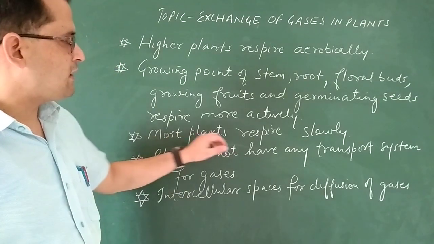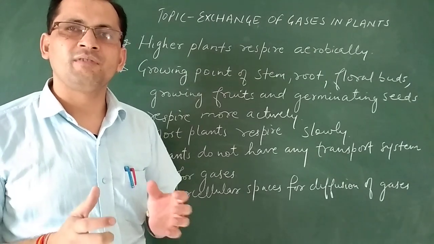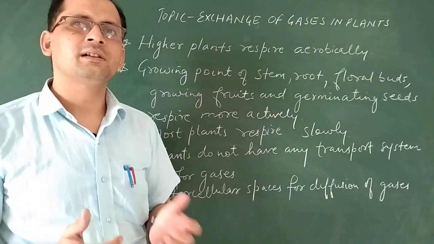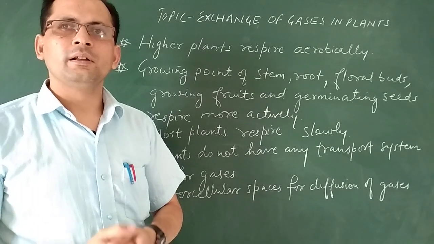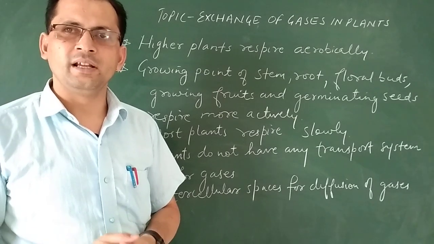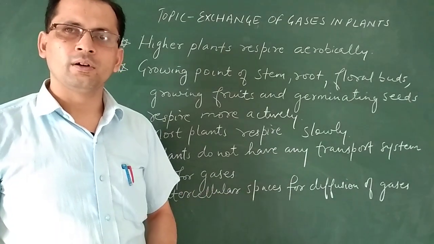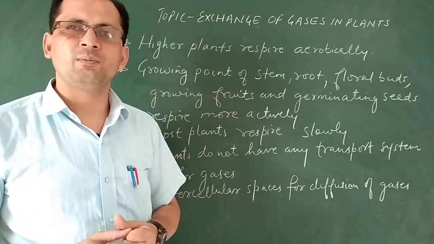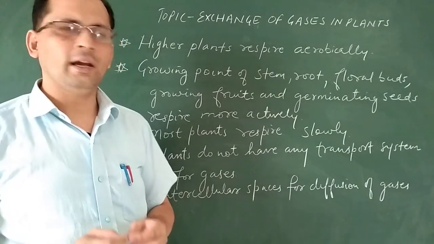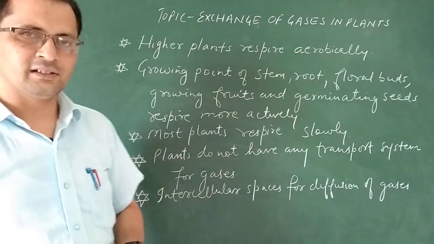Then, most plants respire slowly. Why do they respire slowly? Because plants are fixed at one place, so their energy requirement as compared to animals is less. Animals can move from one place to another, they show locomotion. If I am standing here I can move to another place. But plants are fixed at one place and their energy requirement is very less.